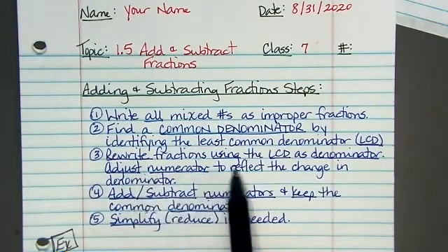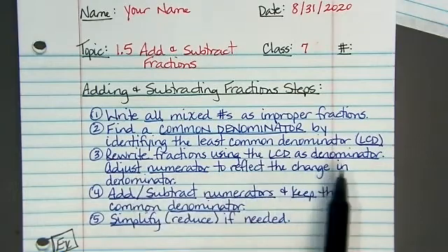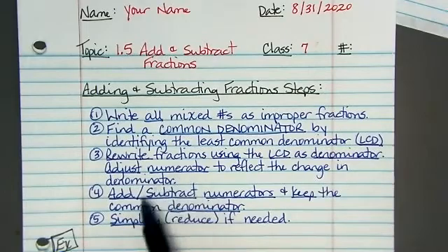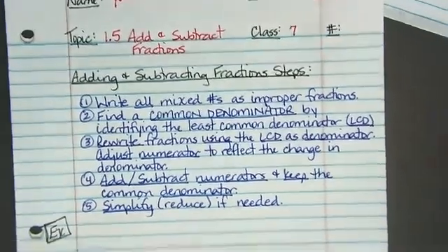Then you rewrite the fractions using the LCD as the denominator, adjust your numerator as needed, and then we add or subtract the numerators and keep the common denominator. And then if it's needed, you simplify. So again, if you need to pause at this point to write this down, go right ahead. Otherwise, we're going to start working some examples if you chose to print.